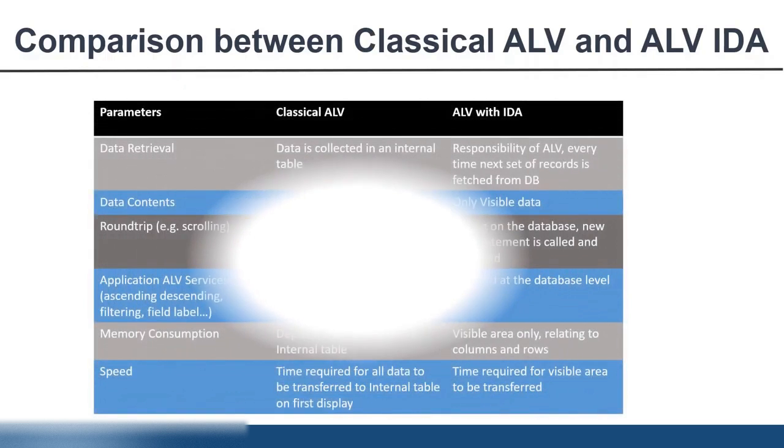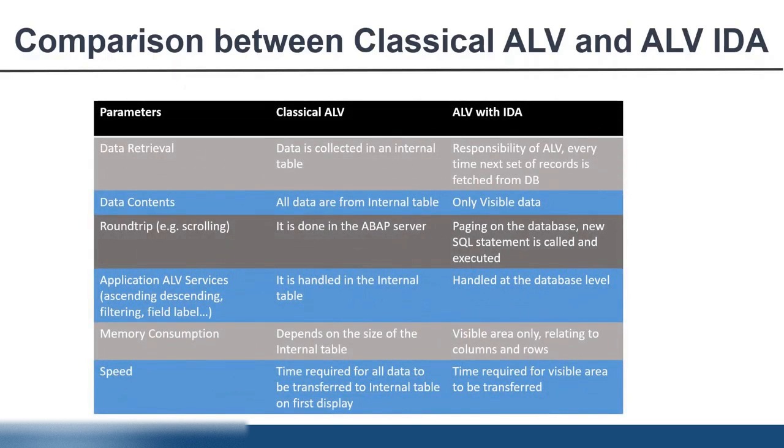So here is the comparison between classical ALV and ALV IDA. There are different parameters for the comparison. The first parameter is data retrieval. In classical ALV, the data is retrieved from the internal table. In case of ALV IDA, the data is retrieved from the underlying database. Data contents: all the data is stored in the internal table in classical ALV. In case of ALV IDA, only visible data is fetched from the underlying database. That means only one page of data is fetched from the database at a time.